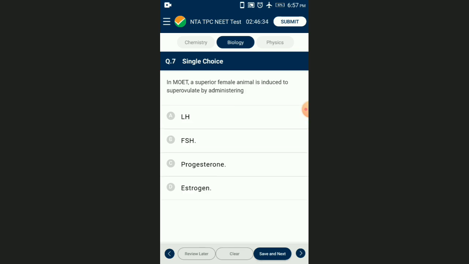Question number 7. In MOET, a superior female animal is induced to superovulate by administering. The technique in which the cow is induced to ovulate 6 to 7 ova per estrous cycle by injecting gonadotropic hormones like follicle stimulating hormone and luteinizing hormone is called superovulation. These eggs are allowed to fertilize and then the embryos are transferred to the uterus of the surrogate mother.